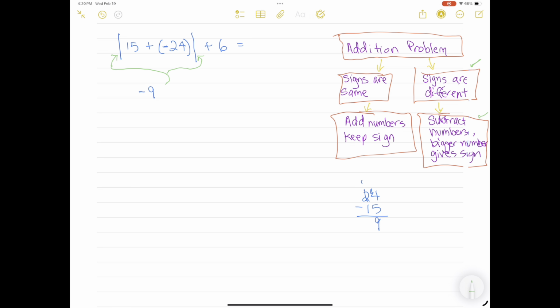Now we bring down the rest of the problem, which are the absolute value brackets, which gives us the absolute value of -9 plus 6. I rewrite that on the next line. Now I simplify. The absolute value of -9 is 9 plus 6. I rewrite that on the next line. It helps to rewrite your equations on the next line as you simplify. 9 plus 6 is 15. I box my answer.